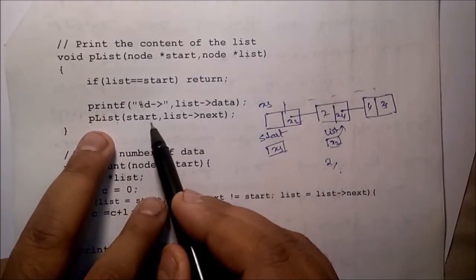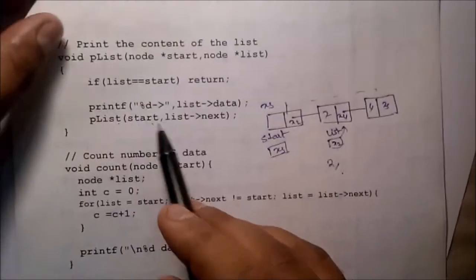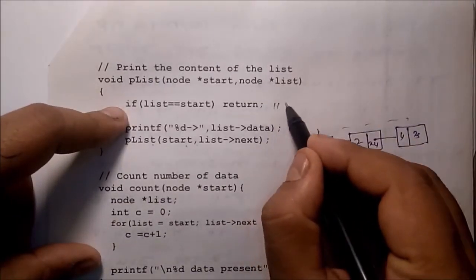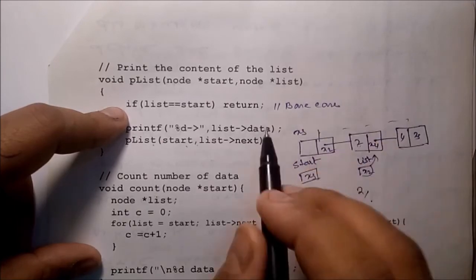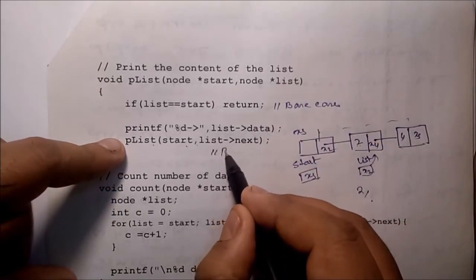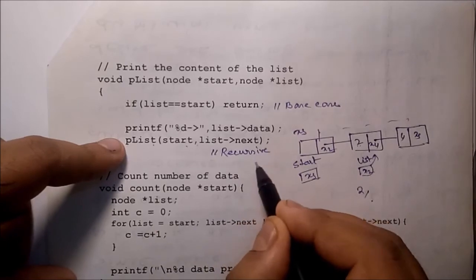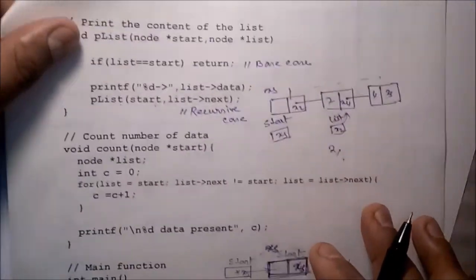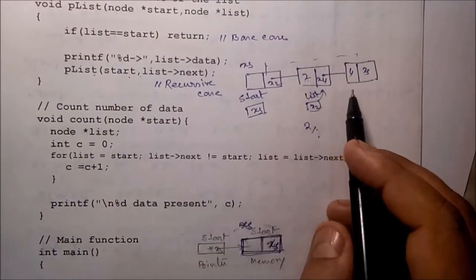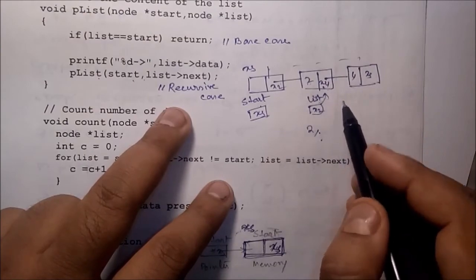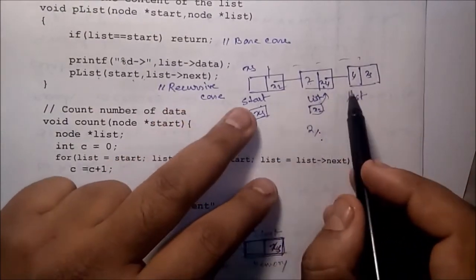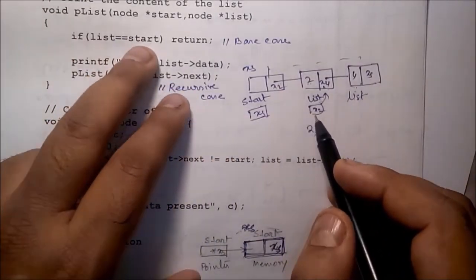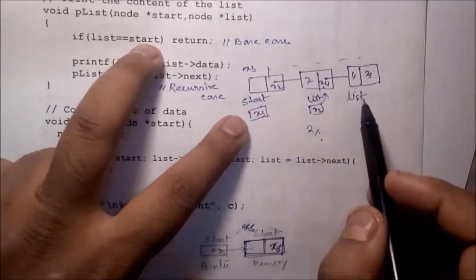Then we call plist with start and list next, so here we are calling the same function, so here we are using recursion. This is the base case, and this is the recursive case. Okay, so it will print 2 next. Once again, list next is what? List next is this one, so now this is the list, so we are passing two parameters, start and list next. Okay, is list equal to start? The condition is false.